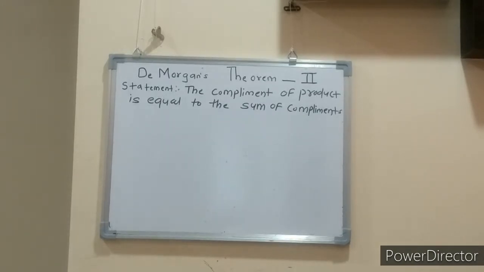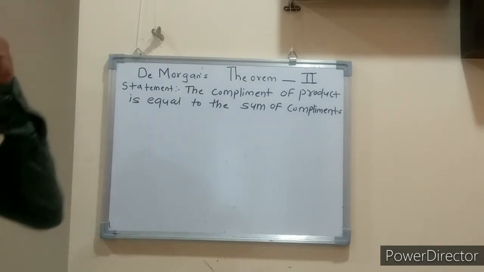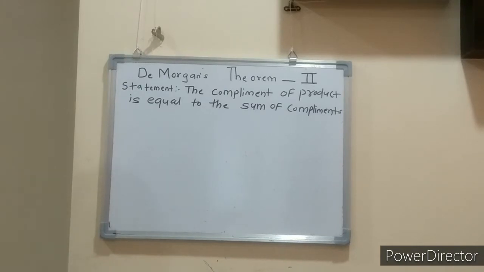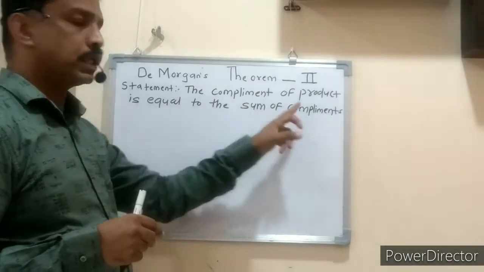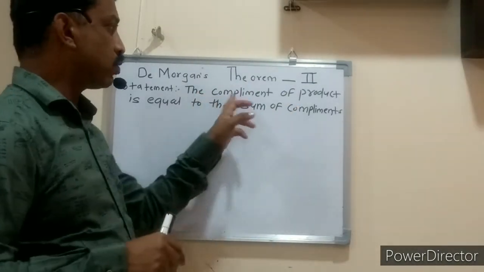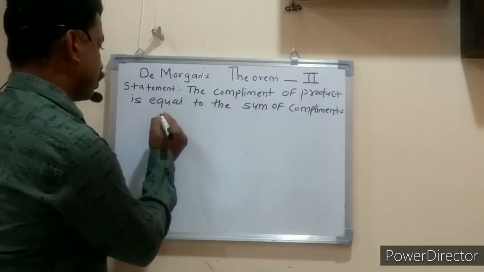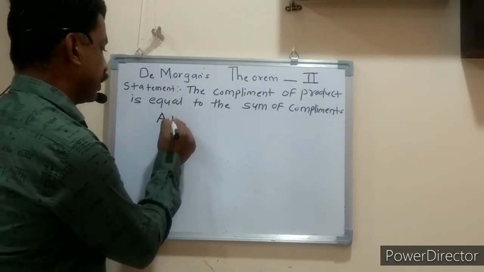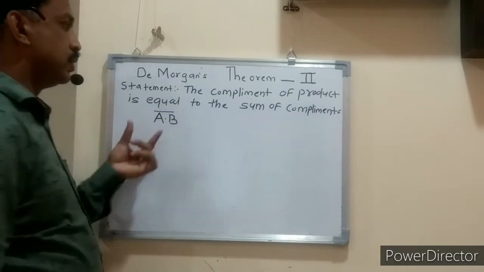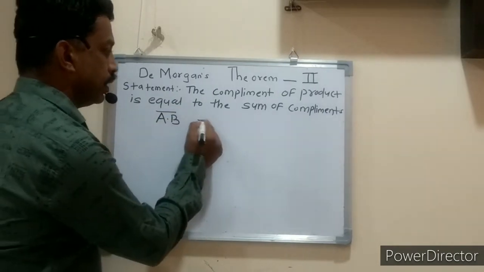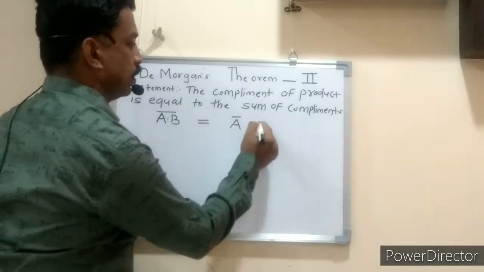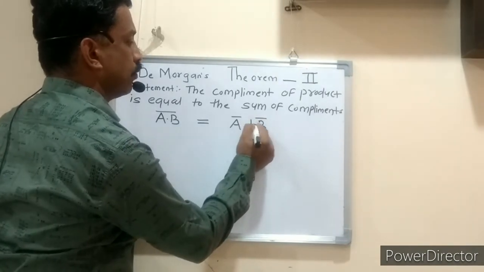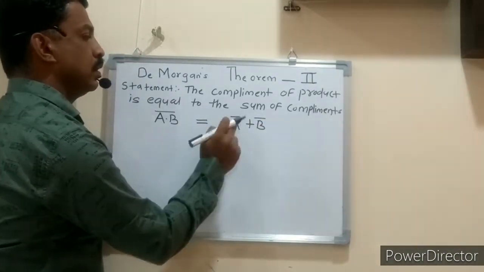Now we see De Morgan's second theorem. De Morgan's second theorem says that the complement of product is equal to the sum of the complements. Now what is the complement of product? Complement of product means first we take the product and then its complement. This is equal to the sum of the complements.